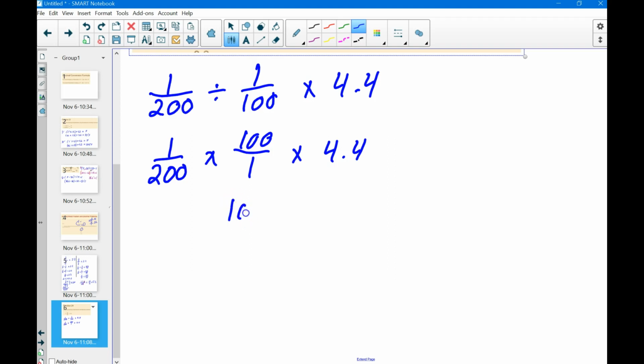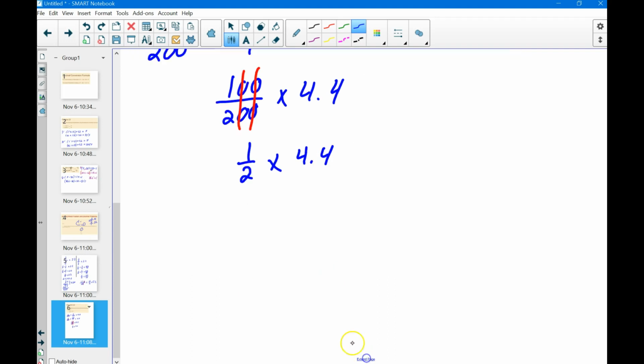So I have 100 over 200 multiplied by 4.4. Let's do this the easy way, because I've got two zeros top and bottom. Let's reduce it and reduce it. So basically this boils down to 1 over 2 multiplied by 4.4. And because it's 1 over 2, we know that's going to be 0.5 times 4.4.